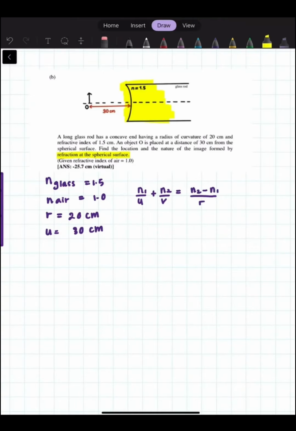Now let's list down the information we have: the refractive index of glass 1.5, the refractive index of air 1.0. We are given the radius of curvature 20 cm and the object distance 30 cm. The front of the spherical surface is on the left side, while the back is on the right side. As you can see, the object is placed in front of the spherical surface, and the spherical surface here is a concave end. For a concave end, it is curved inward.